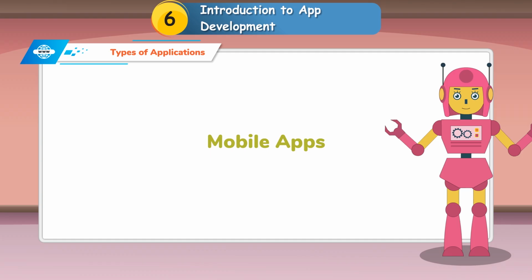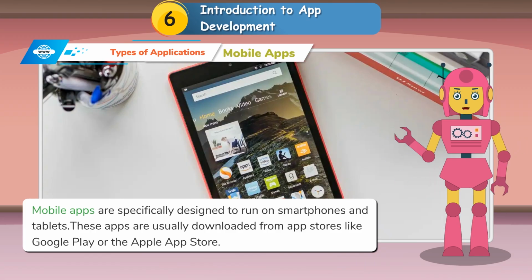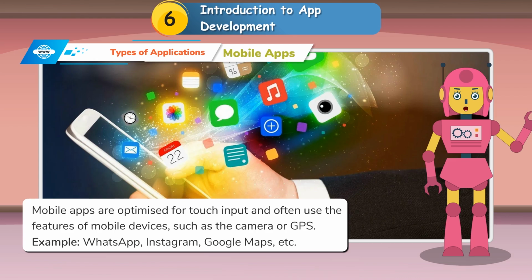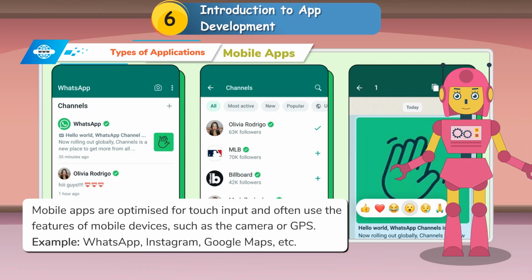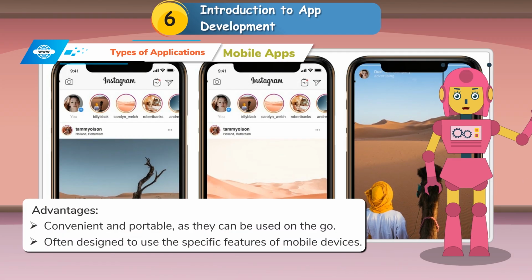Mobile apps. Mobile apps are specifically designed to run on smartphones and tablets. These apps are usually downloaded from app stores like Google Play or the Apple App Store. Mobile apps are optimized for touch input and often use the features of mobile devices such as the camera or GPS. Example: WhatsApp, Instagram, Google Maps, etc.